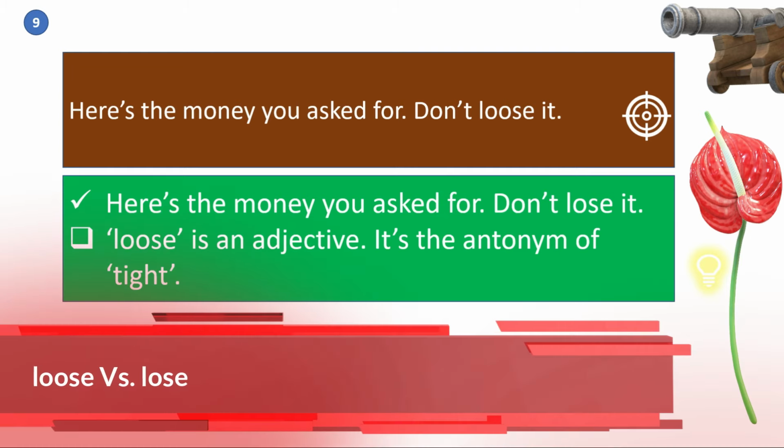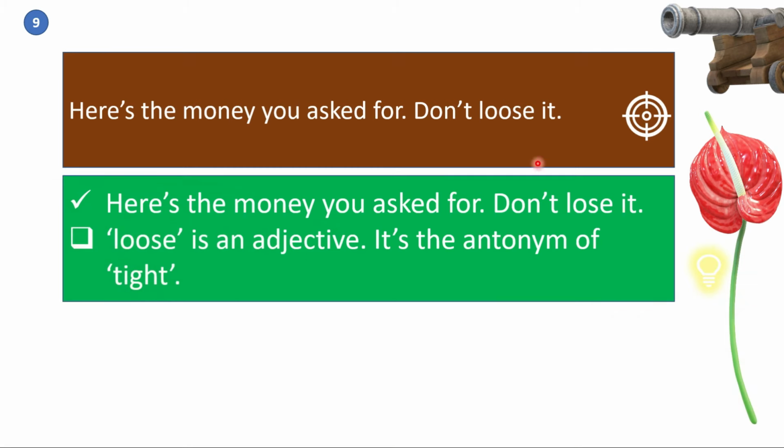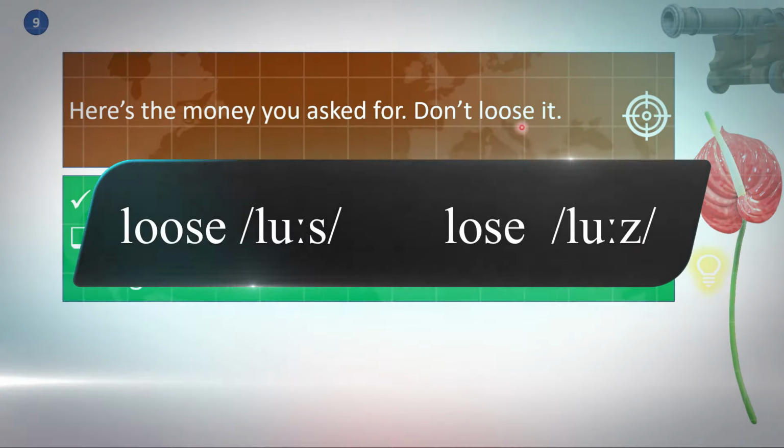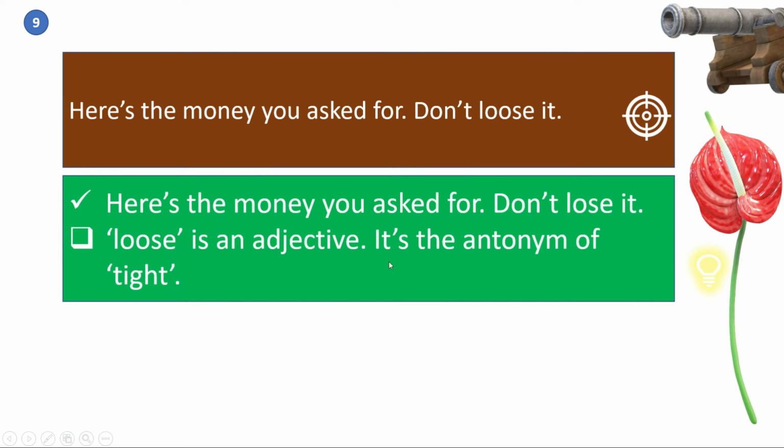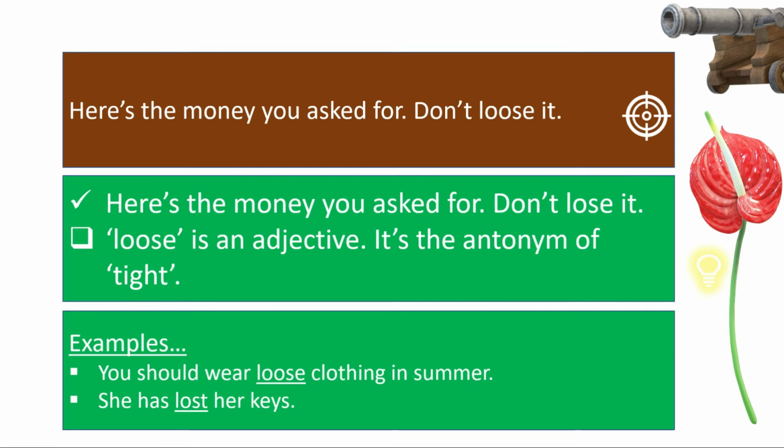L-O-O-S-E has two O's, and the right one has a single O. This L-O-S-E is a verb, and this L-O-O-S-E is an adjective. Loose is an adjective, the antonym of the word tight. So I have taken the basic and easy meaning there. Loose, tight, opposite words.